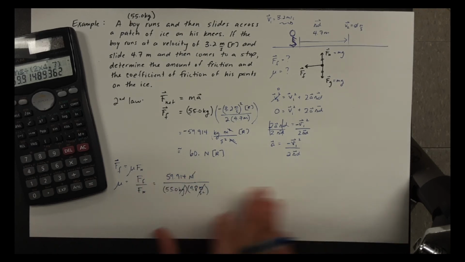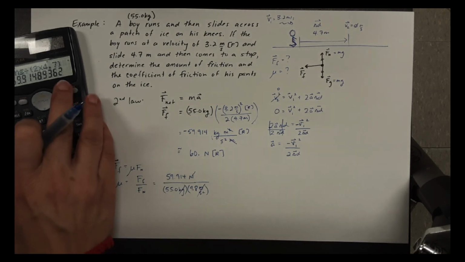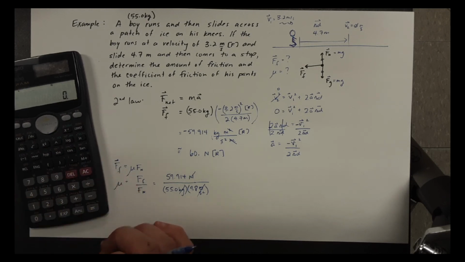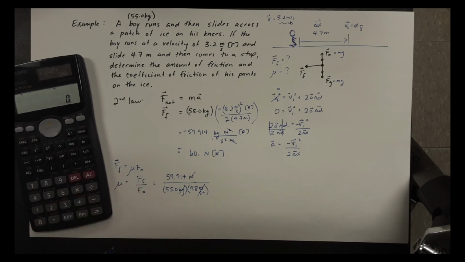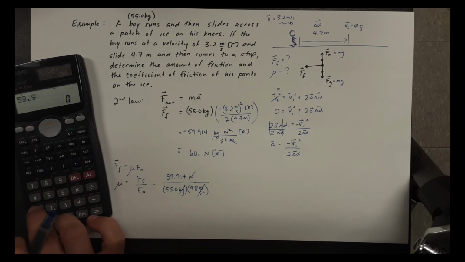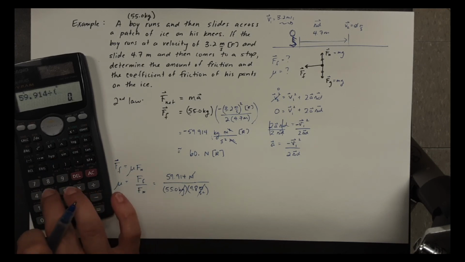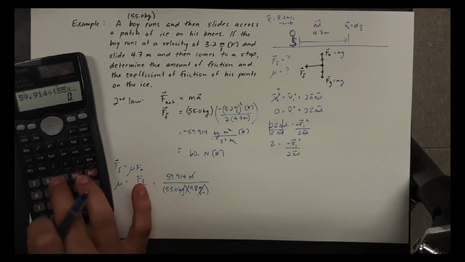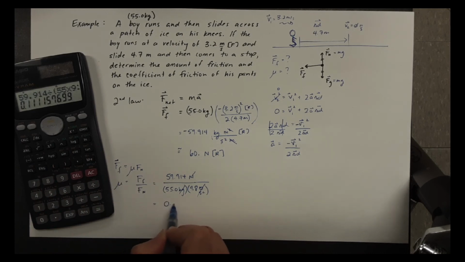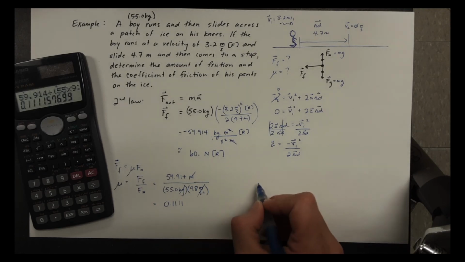You notice I didn't put any directions here because mu is just a scalar and it's just a number. There are no units with it. So 59.914 divided by, and I'm going to use a bracket, 55 times 9.8, close the bracket, I get 0.1111. It's just a number.